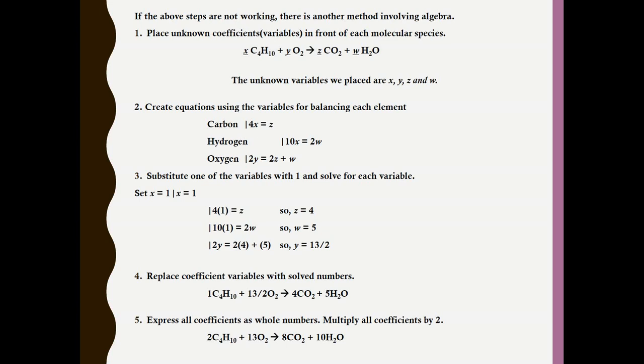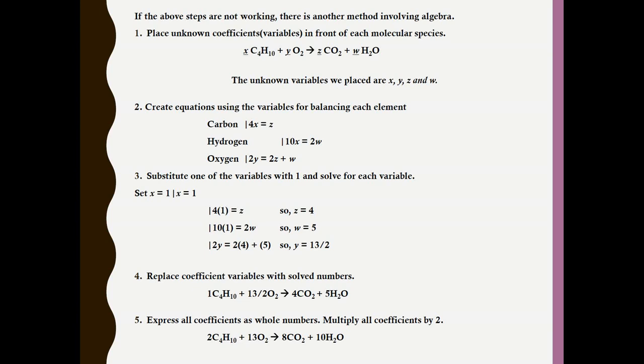What this process tells you is that you take the subscript for each of the elements, multiply that by the coefficient, and equal that to the right side coefficient of that same element multiplied by its subscript. So for carbon, it's going to be 4x equals Z. For my hydrogen, it's going to be 10x equals 2W because I have C4H10. H has a 10 in the subscript, but in front of that C4H10, there is an x for my coefficient. So I simply multiply 10 and x. I get 10x. On the right side, I'm going to get 2W for my hydrogen.